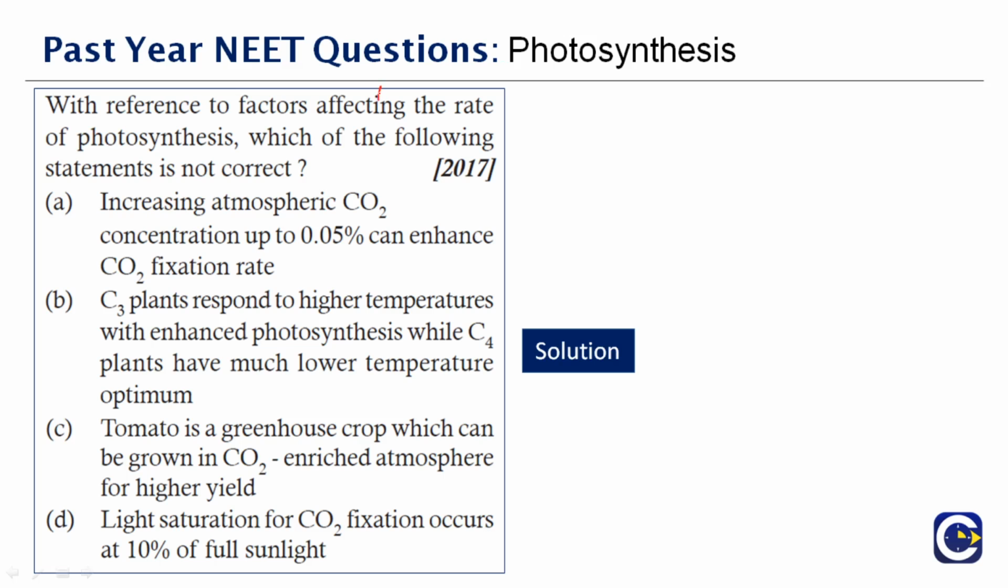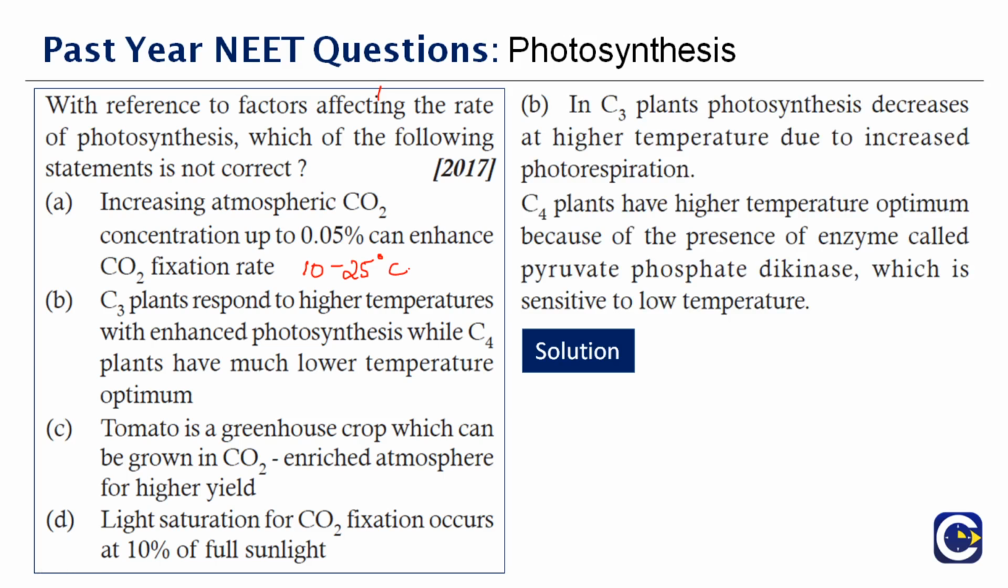Always remember it is 10 to 25 degrees Celsius only for C3 plants. For C4 plants it's okay, you can manage up to 32 to 33 degrees Celsius. But for C3 plants, as the temperature rises, photosynthesis will not be enhanced. Look at option C and D. Tomato is a greenhouse crop which can be grown in carbon dioxide enriched atmosphere for a higher yield. Yes, it is right. D. Light saturation for carbon dioxide fixation occurs at 10% of full sunlight. That is also correct. Therefore, the correct answer to this question is option B.